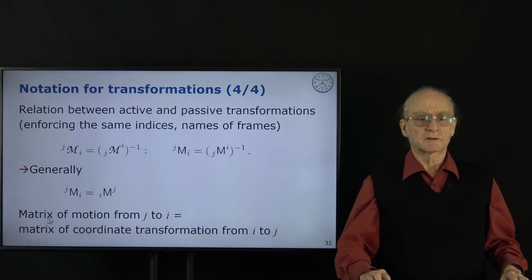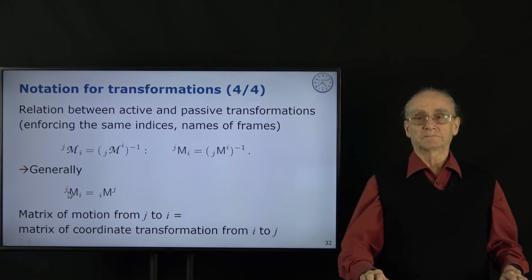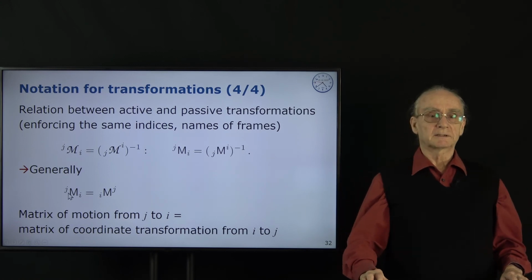So this is, so to say, the matrix of the motion from j to i. It is the same as the metric coordinate transformation from i to j. So let's make an example.